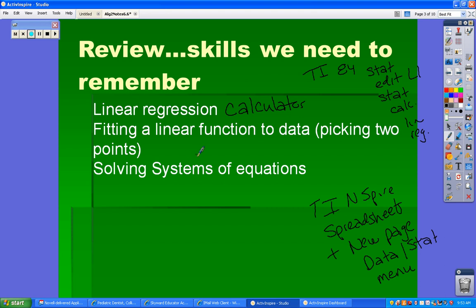We need to remember how to fit a linear function to data by picking 2 points, and we use y minus y1 equals m times x minus x1, our point-slope formula. Okay, and you need to remember how to solve systems of equations. So a lot of old skills are coming into play today. These are kind of lessons I like because it really brings things together.